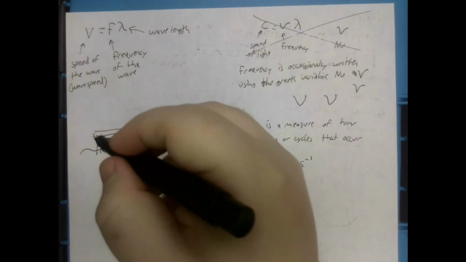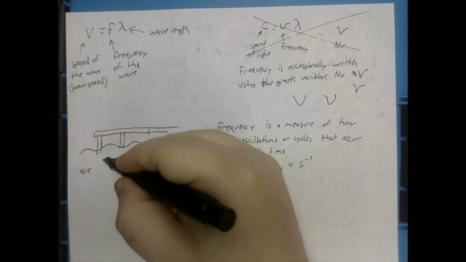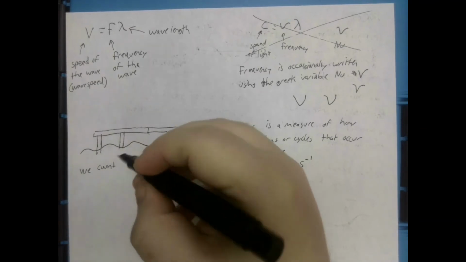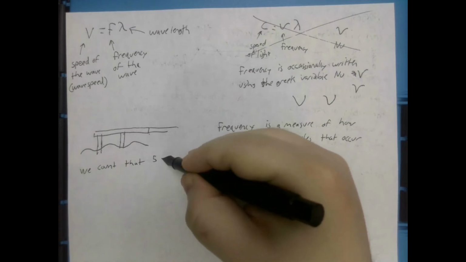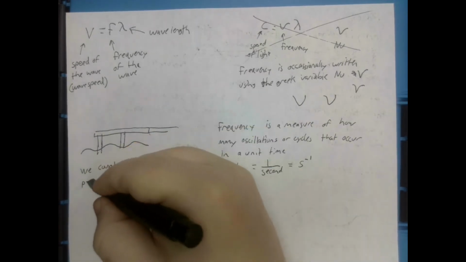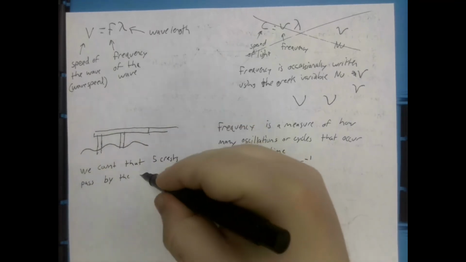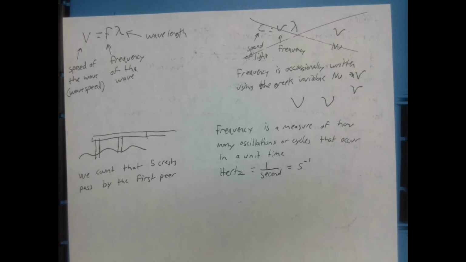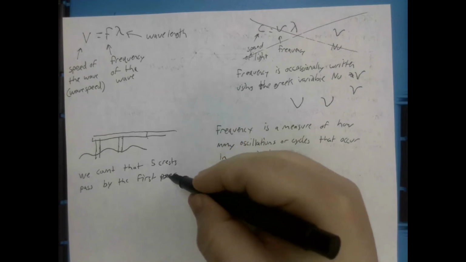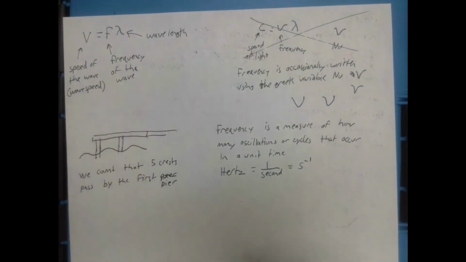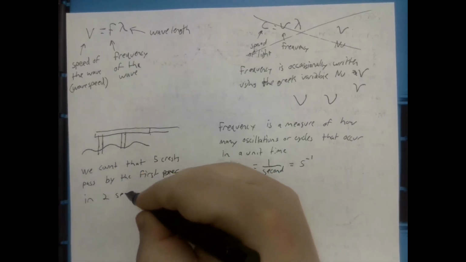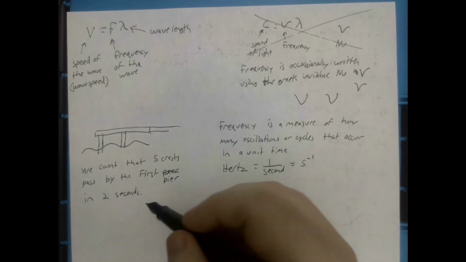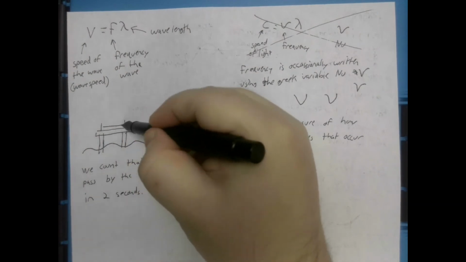So suppose that we count the number of crests that pass the first pillar. We count that 5 crests pass by the first pillar in 2 seconds. How do you spell pillar? We measure the distance between 2 pillars to be 10 meters.